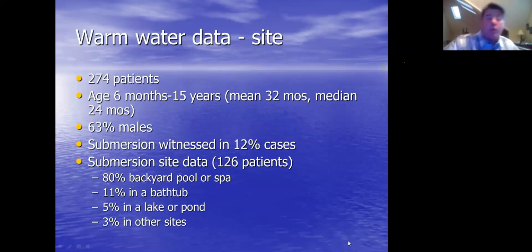What happens in warm water sites? Well, essentially, the news is that most of these drownings are warm water across the world. 80% in pools, bathtubs, lakes, or ponds. We've already talked about that. 63% are males, aged 6 months to 15 years.